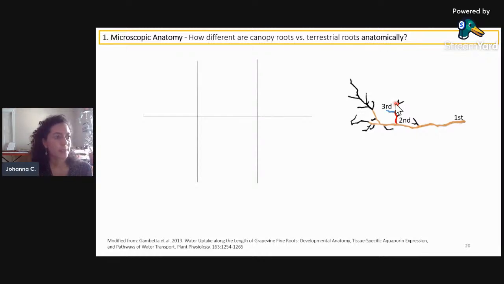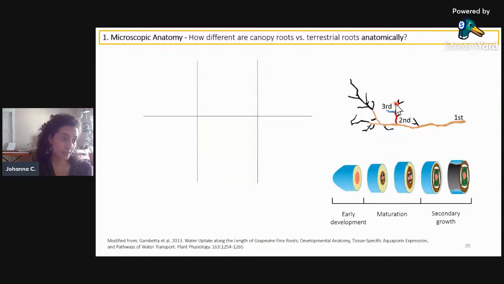Another thing that I want to explain is all the different developmental stages. Close to the tips, we're going to see early development, so they are the youngest parts of the root. And closer to the main root, or closer to the first order root, you will see more mature developmental stages.